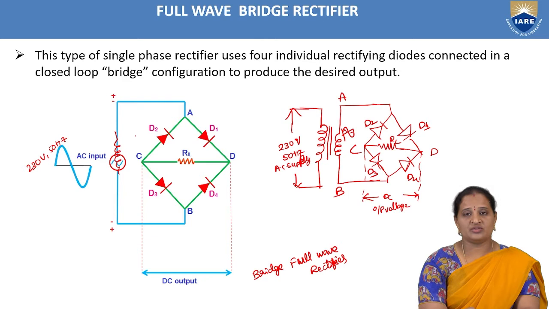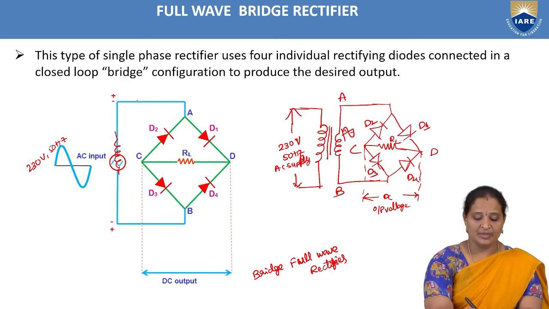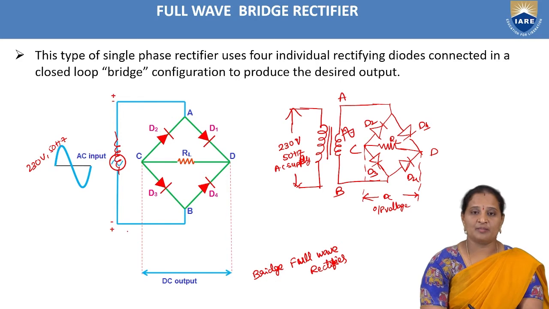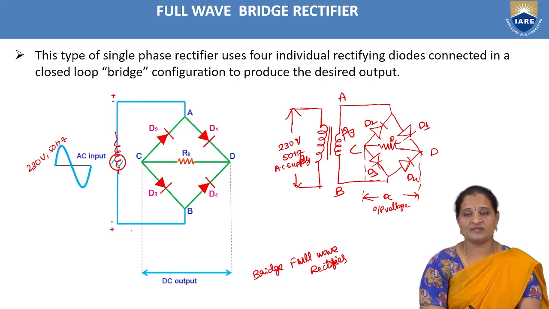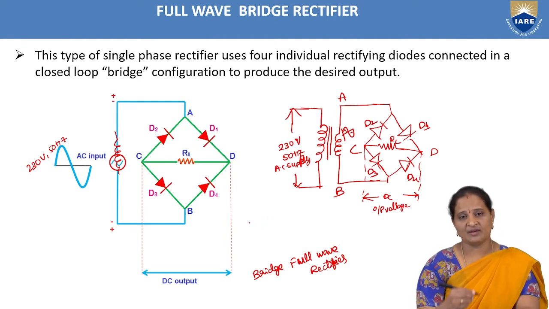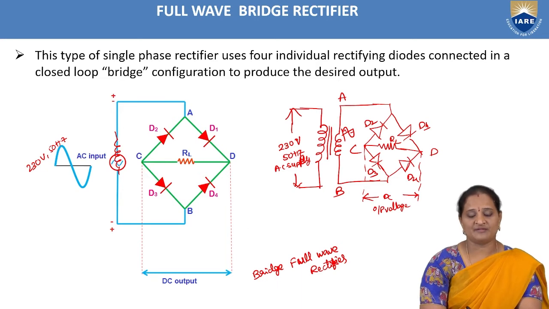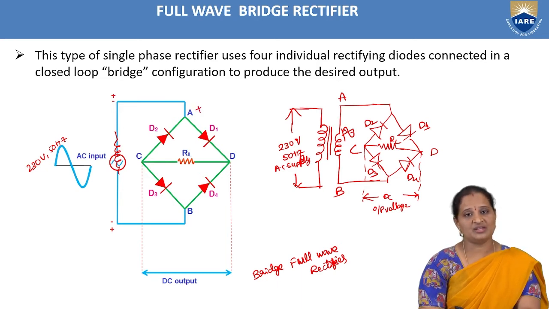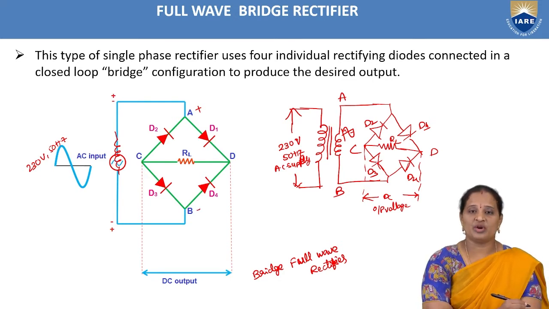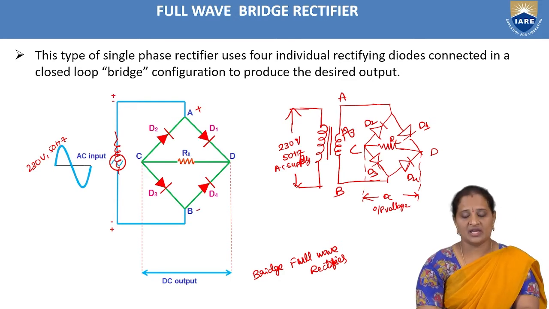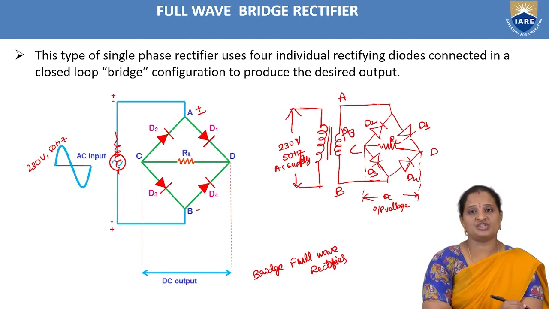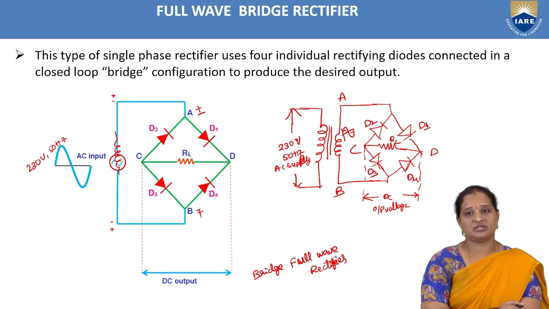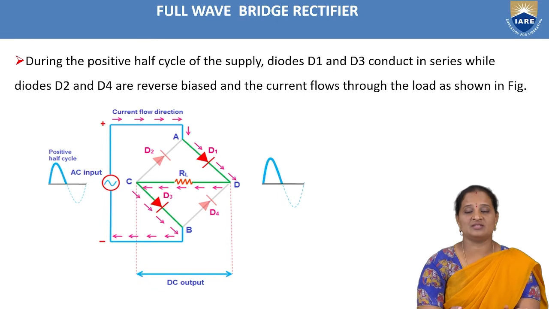So here, as we all know, during the positive half cycle, point A becomes positive and point B becomes negative. That means the point A of the secondary winding becomes positive when compared with the point B of the secondary winding. That means I can say that during the positive half cycle, point A is at more positive potential, whereas point B is at more negative potential. And during the negative half cycle, point A will be at more negative potential and point B will be at more positive potential. So let us remember this point. And now let us analyze the operation of this bridge rectifier.